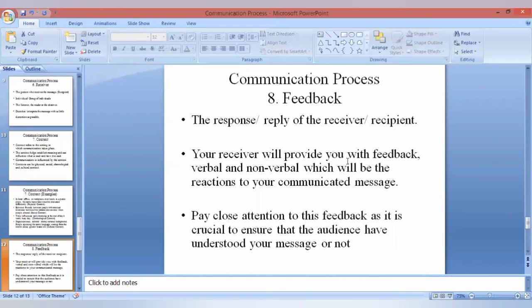So the success of your message depends on the feedback of the recipient.